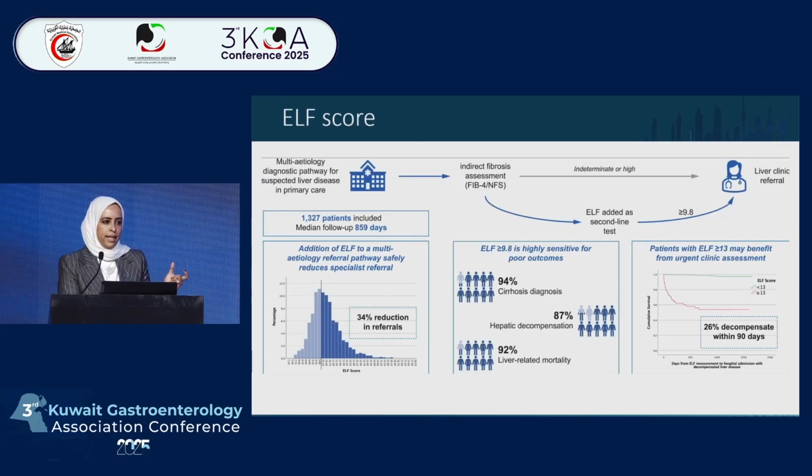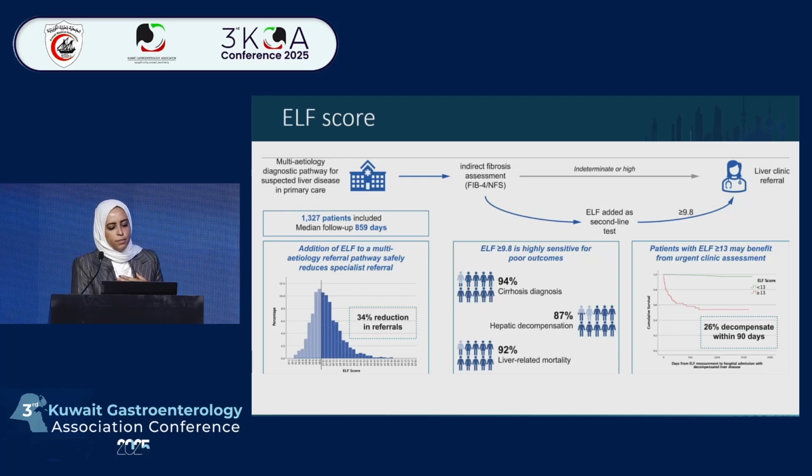And I'm just going to talk about the ELF because a lot of people are inquiring about if ELF scores are available in Kuwait. The ELF score is used when you have a patient that you've done their FIB-4 and their NFS score, and it comes out not as negative, but intermediate or high, and you would want to take a step further and examine them more to see if they have advanced fibrosis or not. ELF can be handy, where you can send them to do these certain blood tests to see if they do have advanced fibrosis, just a step before referring them to a hepatologist.